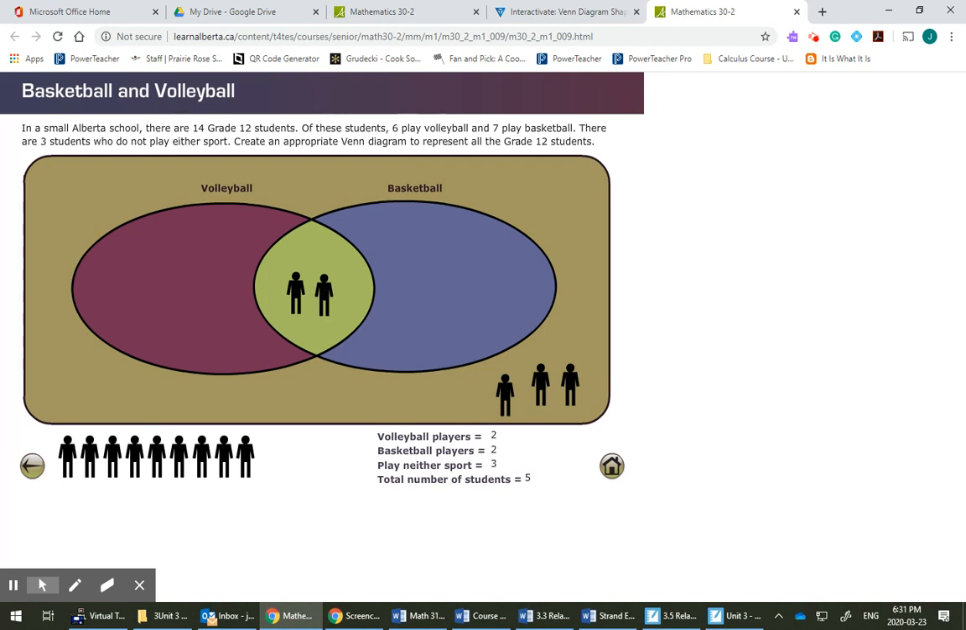So if I look at volleyball, I have 6 people who play volleyball. I already have 2 people in the Venn diagram. That means I need a remaining 4 people. All right, so if I look in the volleyball circle or the volleyball oval, I have 4 people who just play volleyball and then 2 people who play both volleyball and basketball. And so if I've set up my Venn diagram correctly, I should still have 7 people who play basketball. So let's check.